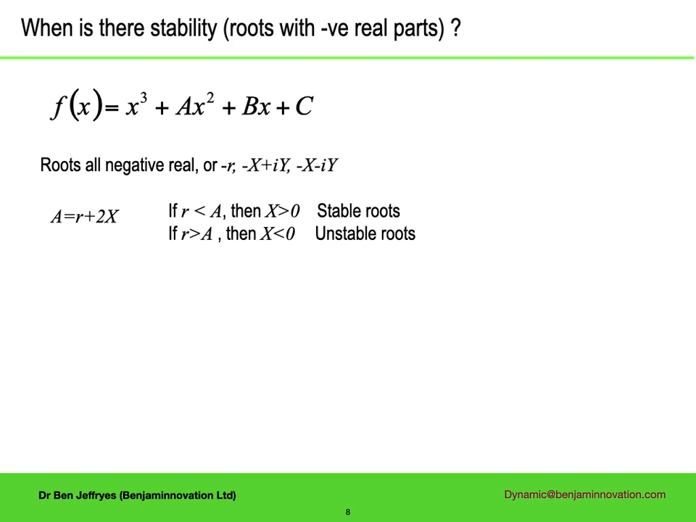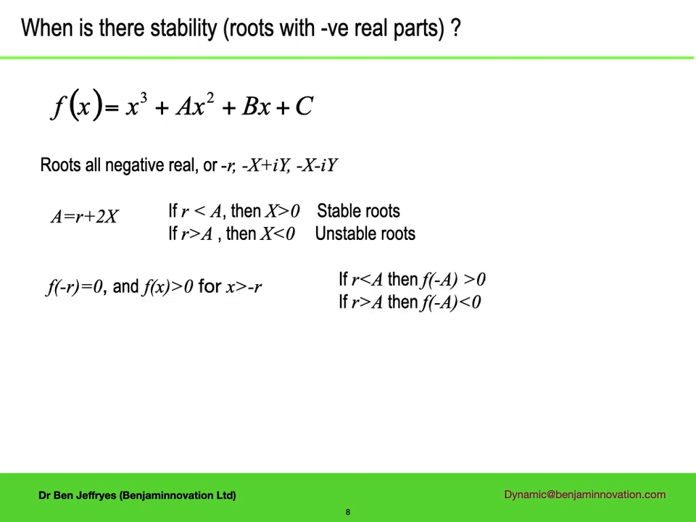Now in this case, we know that there is only one real root. So if f of minus r is equal to 0, then f is positive for all values of x greater than minus r, and negative for all values of x less than minus r. So if we calculate f of minus a, then if it is positive, then minus a is greater than minus r, and if it is less than 0, then minus a is less than minus r.